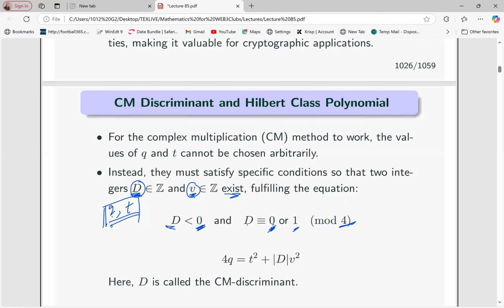And for Q, 4 times the Q you choose must equal T squared plus the absolute value of D multiplied by V squared. This is the absolute value of D. Remember that D was less than 0, so it is negative. I'm taking the absolute value so that I get the positive value. So if it was -2, the absolute value would be 2. Then that absolute value is multiplied by V squared.